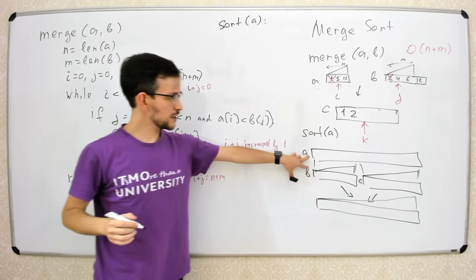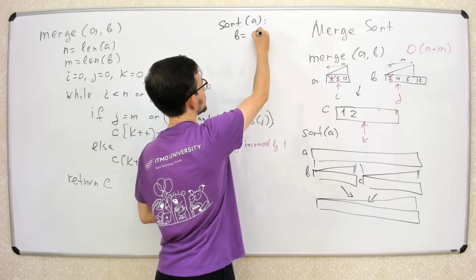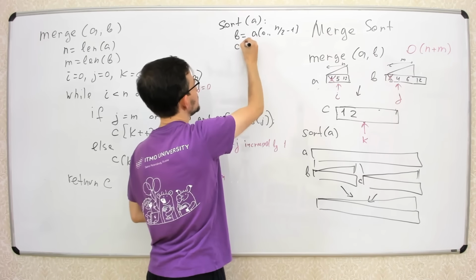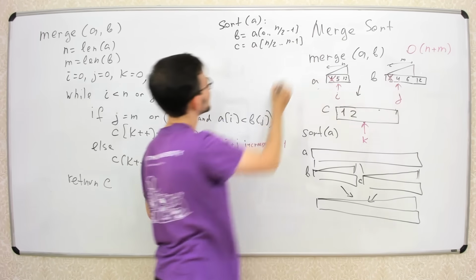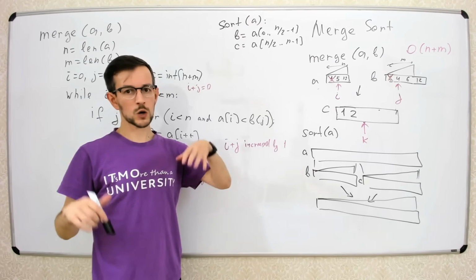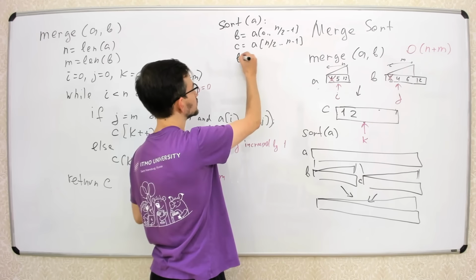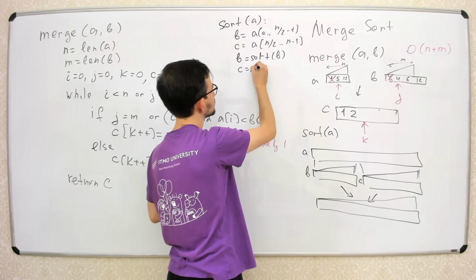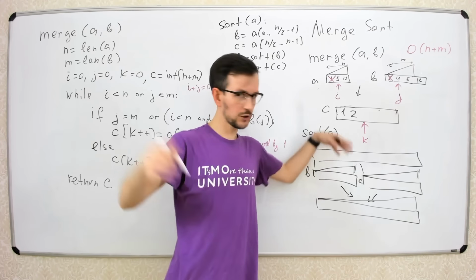So you have array A, you split it into two halves. Let's say B is the left half, let's say A from 0 to n divided by 2 minus 1, and C is the right part. So it's A from n divided by 2 to n minus 1. So these two halves. Now we call the same function for these two arrays. And then we merge these two halves into one big array.